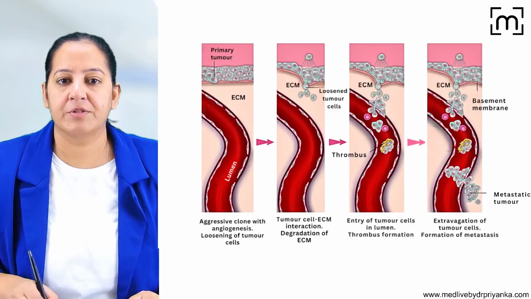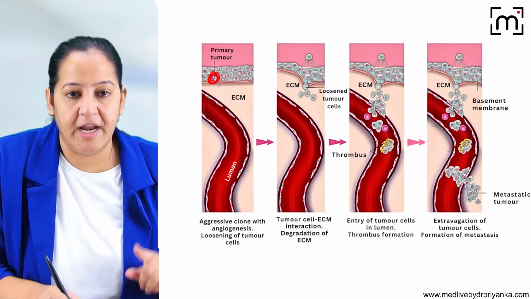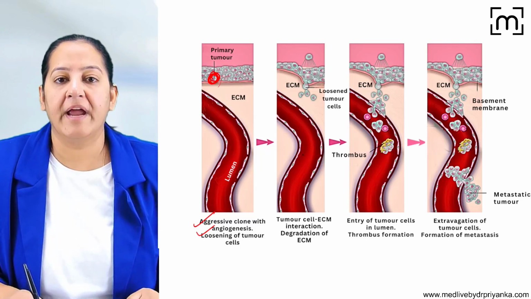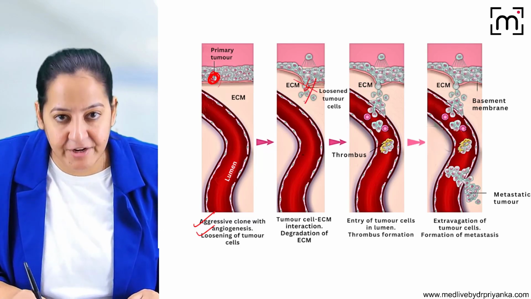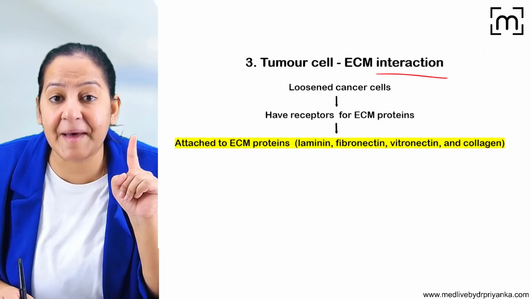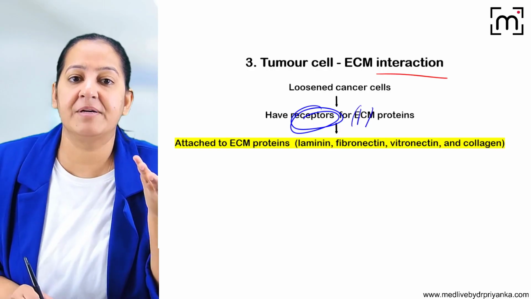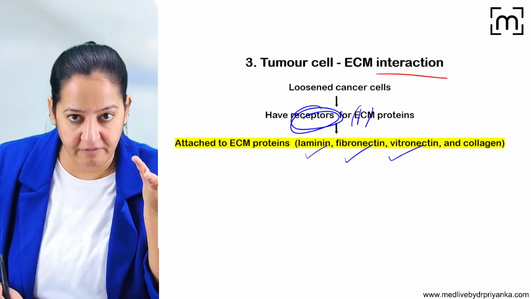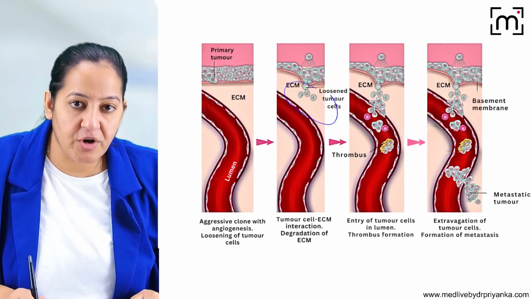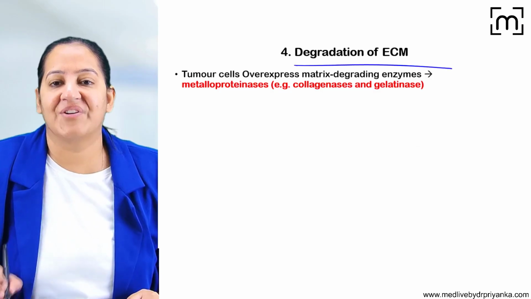So the third step: you can see this clone becomes aggressive and it becomes loosened. Now it will interact with ECM and penetrate the ECM. How will it interact with the ECM? It has receptors for ECM. ECM is extracellular matrix, and it has receptors for laminin, fibronectin, vitronectin, collagen, because ECM is made up of all these. So it is interacting, and after that it is degrading the ECM.